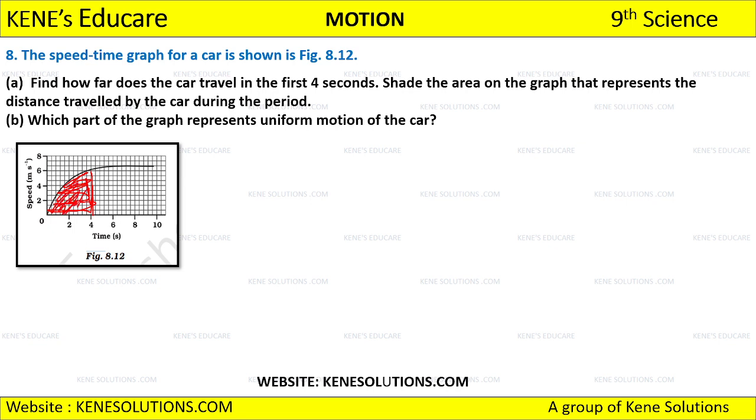And after that, which part of the graph represents the uniform motion of the car? So we know since the speed of the car is not changing from point 6 to 10, right? Like from here till here, the speed of the car is not changing, right? So the car is said to be in uniform motion from 6 to 10 second. Okay.